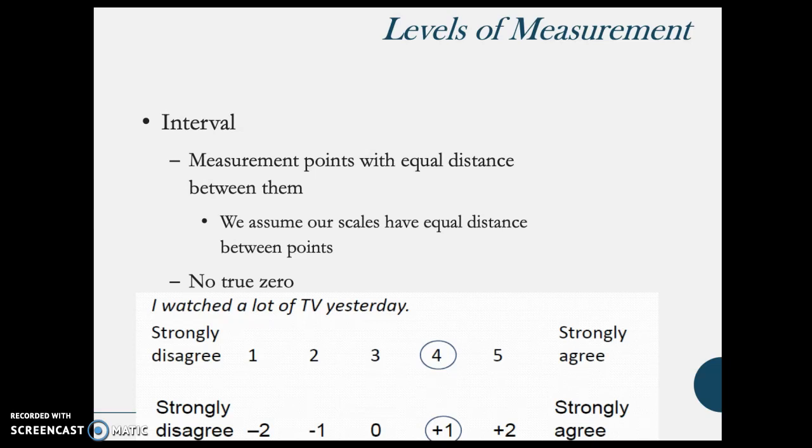But there is no true zero because you can put the zero wherever you want it to be. You just have to shift the other points accordingly. Let's say in the second part of the scale, I just put a 0 as neutral. Then +1, +2. On the left side, -1, -2. You see, as long as the scale is balanced and the distance is meaningful, you assume equal distance, it doesn't really matter where you put the 0.